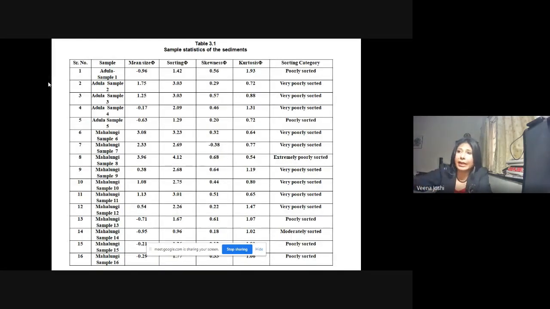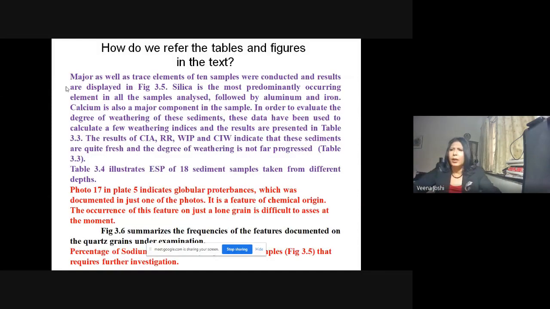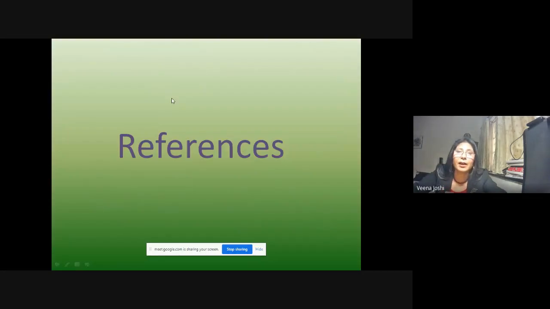Our students make one table like this, another table like that, a third table, and every table and every figure which is there has to be mentioned in the text. Table, figure number 3.2 says, it will be mentioned, look quickly, for the last 5 minutes. So now see: measure as well as trace element of 10 samples were conducted and the results are displayed in figure 3.2. See, you must mention every figure and every table. If even one of them is missing, that's the end of the story.